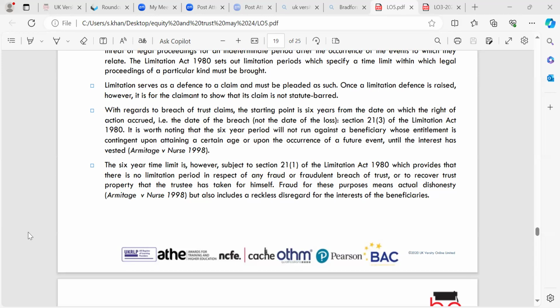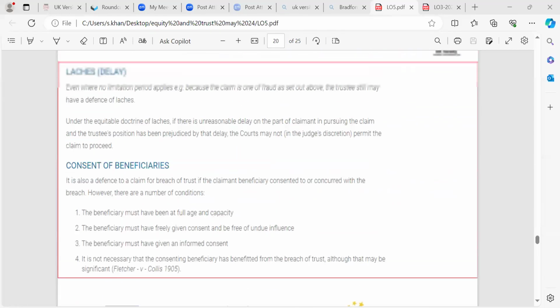The next one is laches, which is delay. So even where no limitation period applies because the claim is one of fraud, the trustee may have a defence of laches under the equitable doctrine of laches. If there is unreasonable delay on the part of the claimant in pursuing the claim and the trustee's position has been prejudiced by that delay, the courts may not permit the claim to proceed.